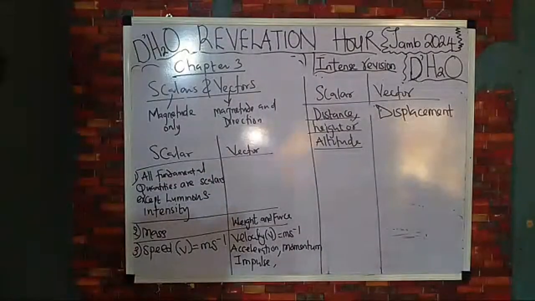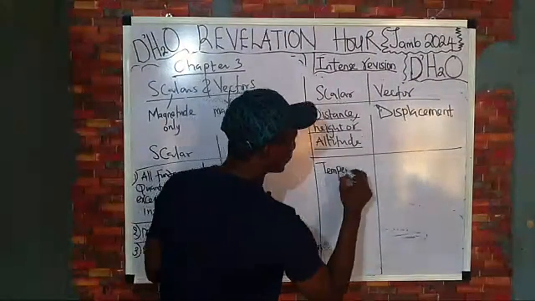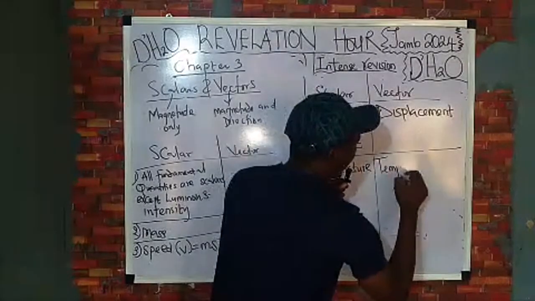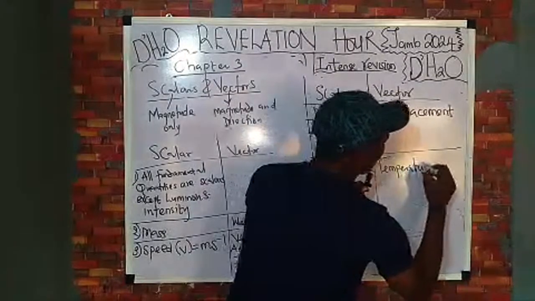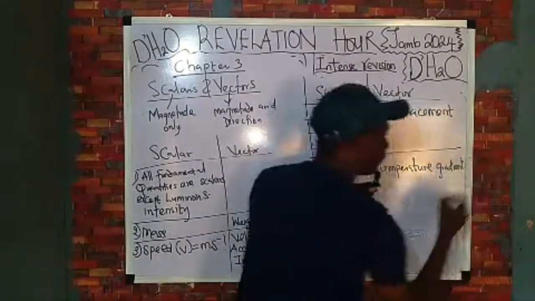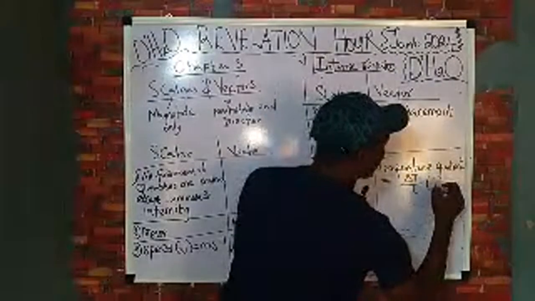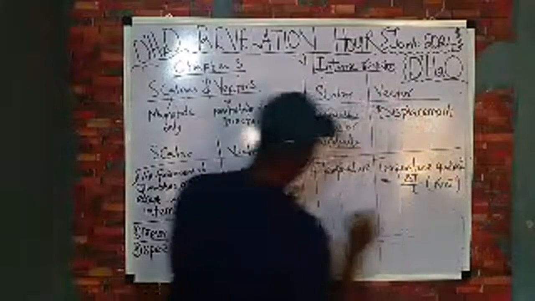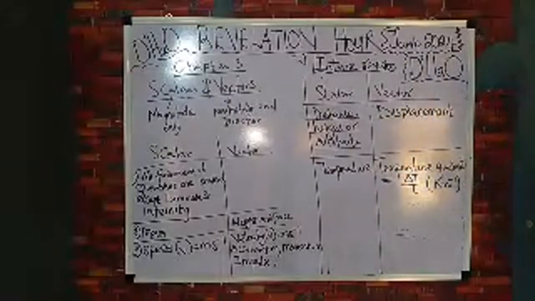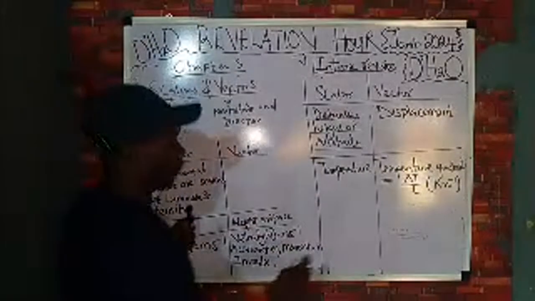Now, a vector quantity. If I write temperature, it is a scalar quantity. Temperature gradient, some of you have not heard of this before. Temperature gradient is a vector. Gradient is change in temperature over length, so the unit is Kelvin per meter. Take note of that. Temperature is scalar, but temperature gradient is a what? A vector quantity.